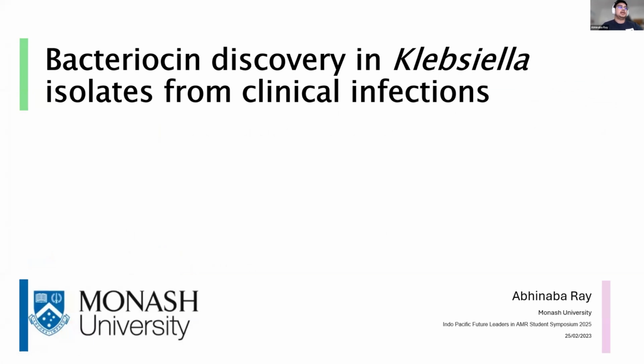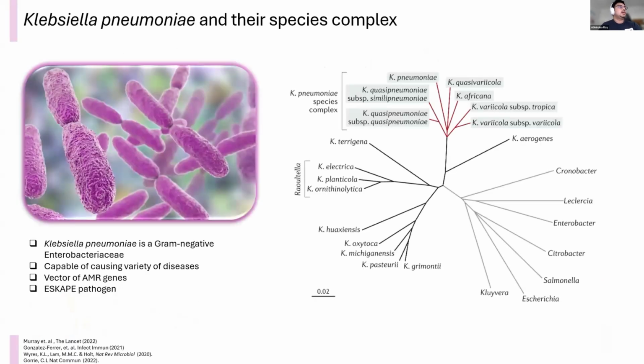A little bit of background: my background is pretty much experimental. I just started with bioinformatics about 1.5 years ago, and what I'm doing in Kelly Wyres' lab is trying to find bacteriocins in the Klebsiella pneumoniae species complex, which are clinical isolates that we have identified in patients from Alfred Hospital. We already know the importance of AMR, and that Klebsiella pneumoniae is an ESCAPE pathogen and causes a lot of infections in hospitals.